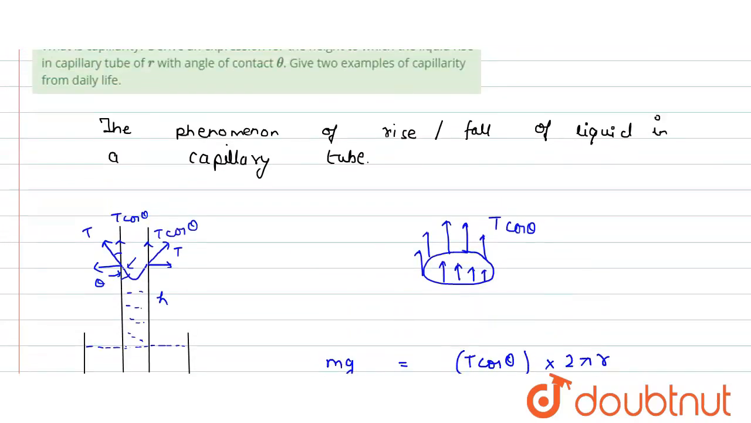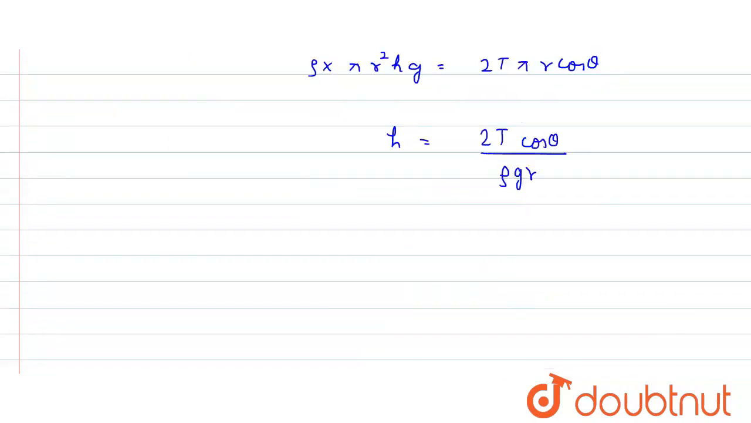Now what we need to find? We need to also give two examples of capillarity from our daily life. So what are two examples? If we just write the applications, where this principle is used. The first application could be oil lamps. In the oil lamp, the oil automatically goes in the upward direction on the cotton, and it is due to this capillary action.